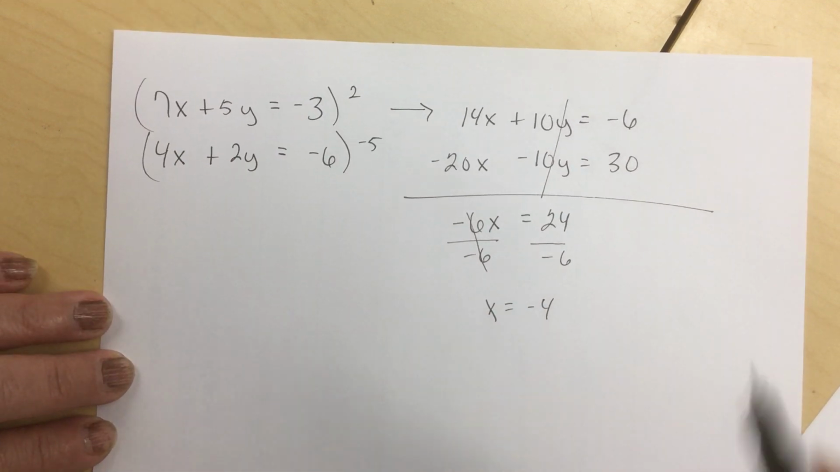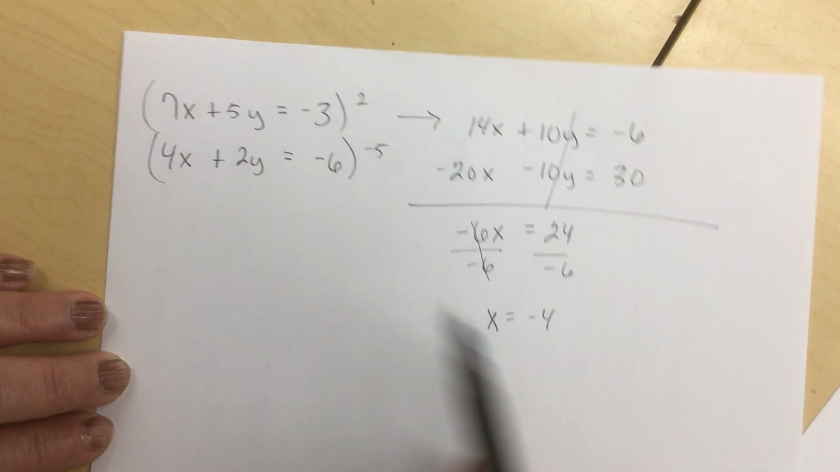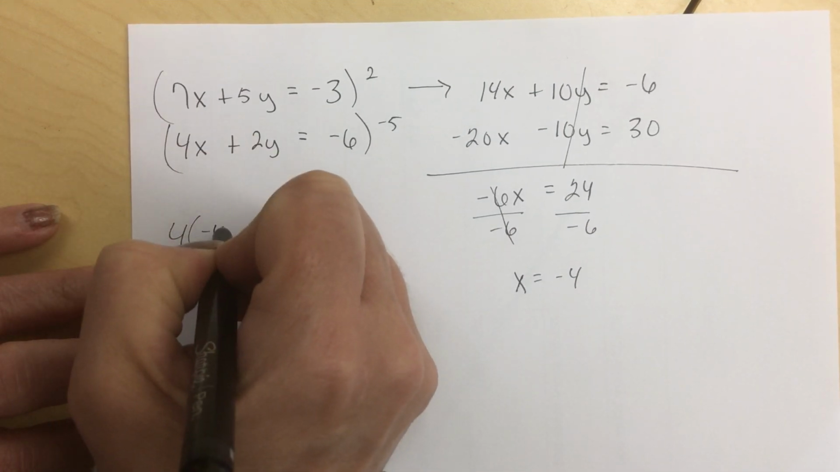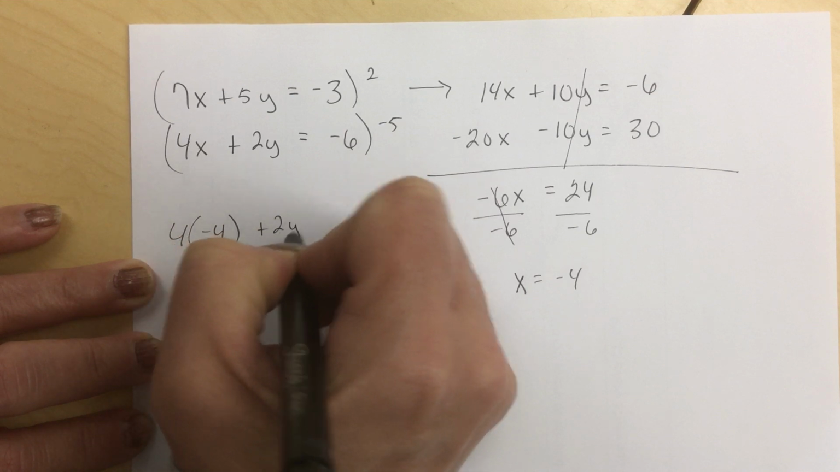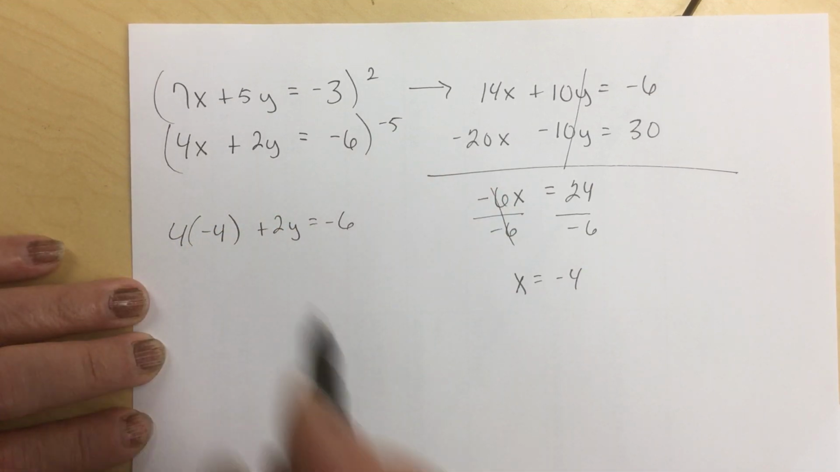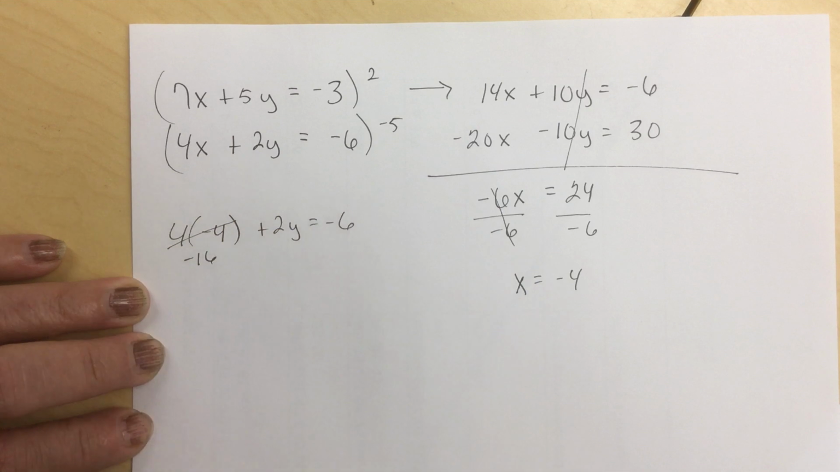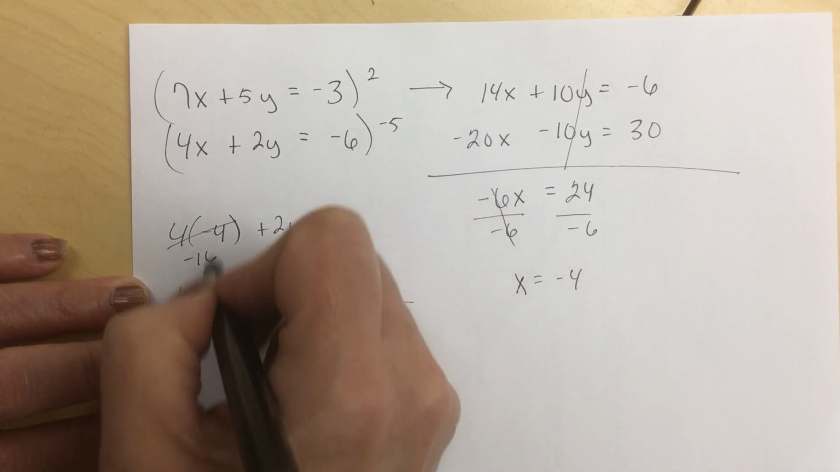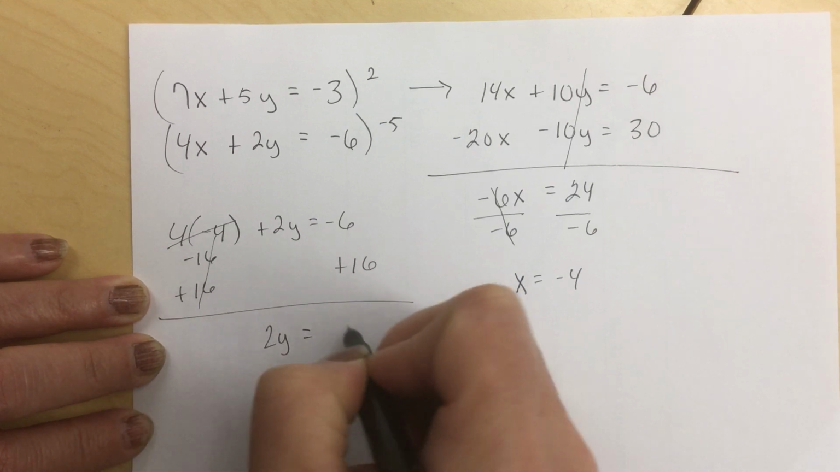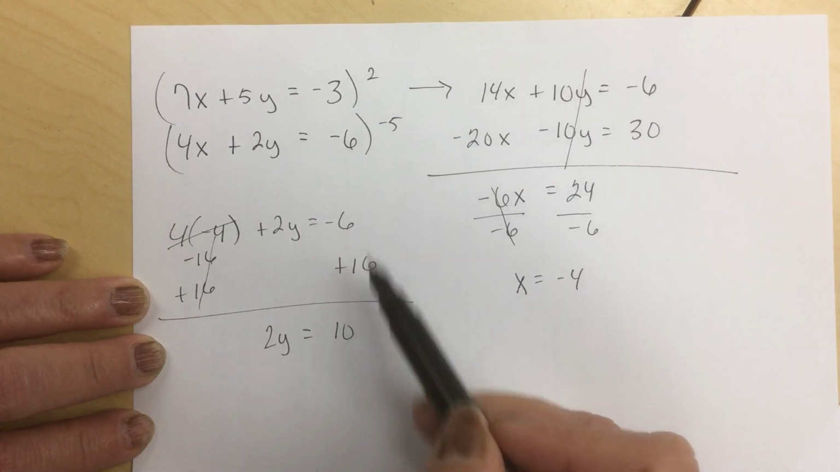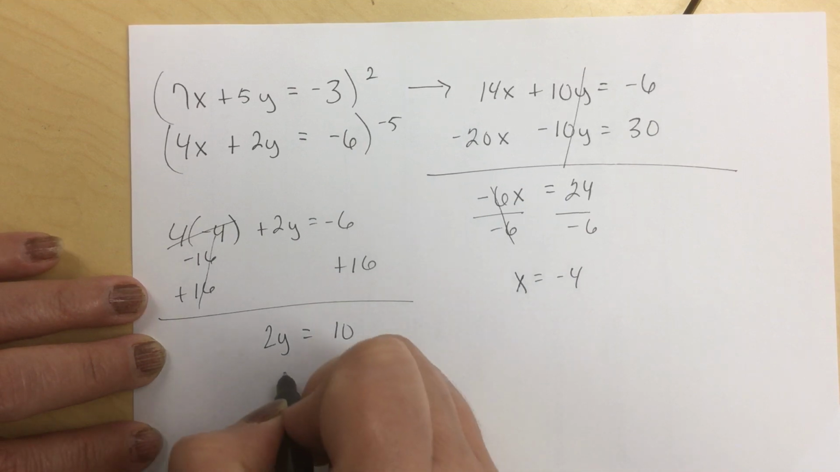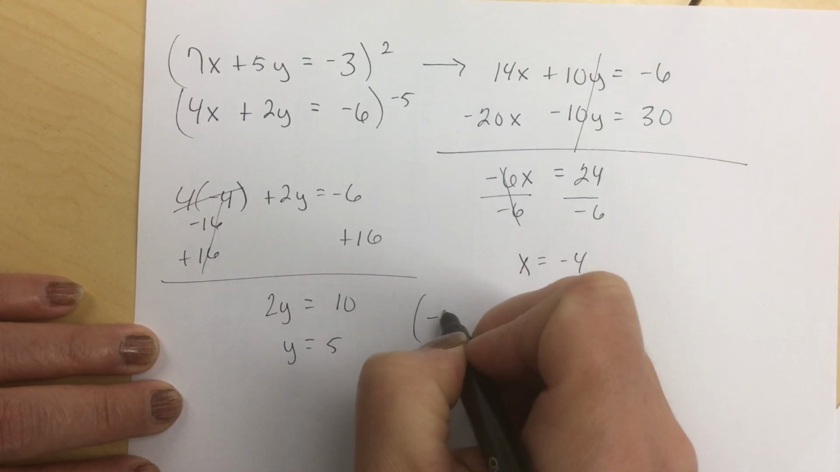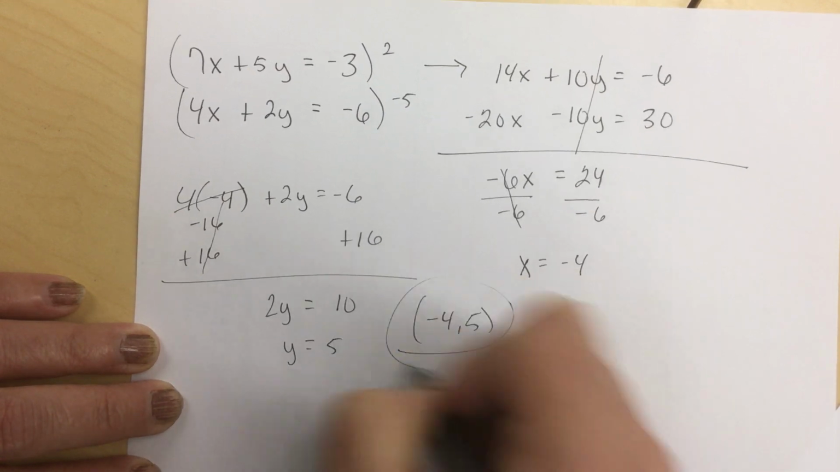Once you have your first letter, so in this case we have x, we're going to plug that back into one of the equations. So I would do 4 times negative 4 plus 2y equals negative 6. So that is a negative 16. So I'm going to add 16 to both sides. So that's going to give me 2y is equal to positive 10. 16 minus 6 is 10. Divide both sides by 2, and you get y equals 5. Therefore, my ordered pair is negative 4, 5.